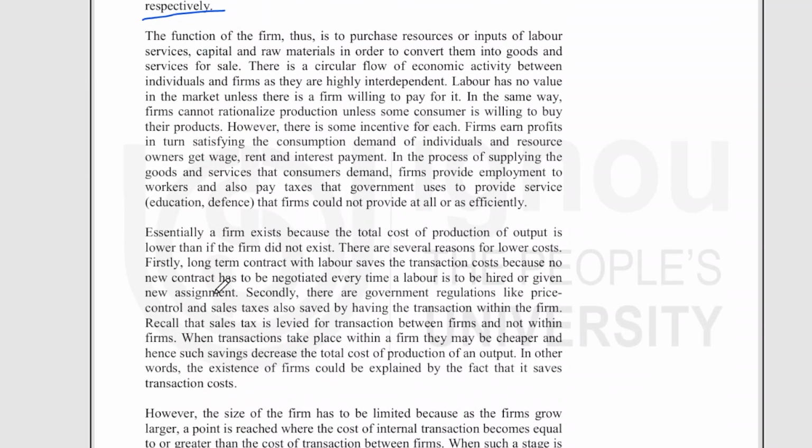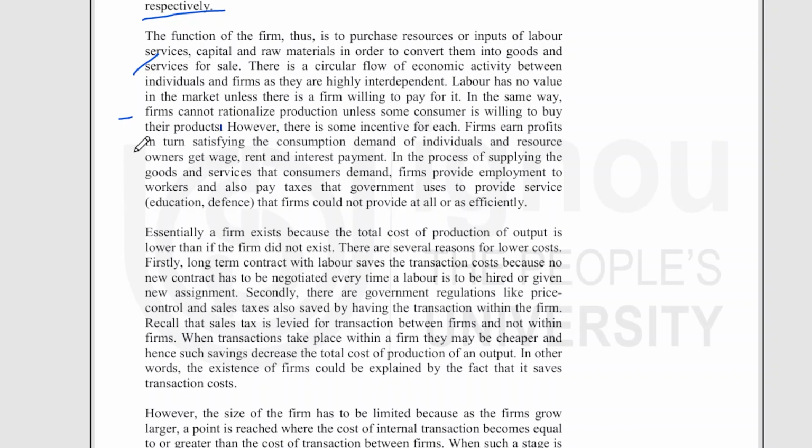The function of the firm is to purchase resources or inputs of labor, services, capital, and raw materials in order to convert them into goods and services for sale. There is a circular flow of economic activity between individuals and firms as they are highly interdependent. Labor has no value in the market unless there is a firm willing to pay for it. In the same way, the firm cannot rationalize production unless some consumer is willing to buy its products.